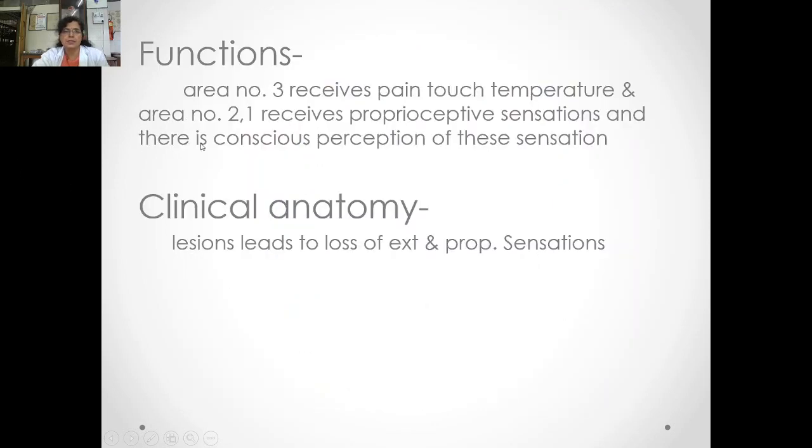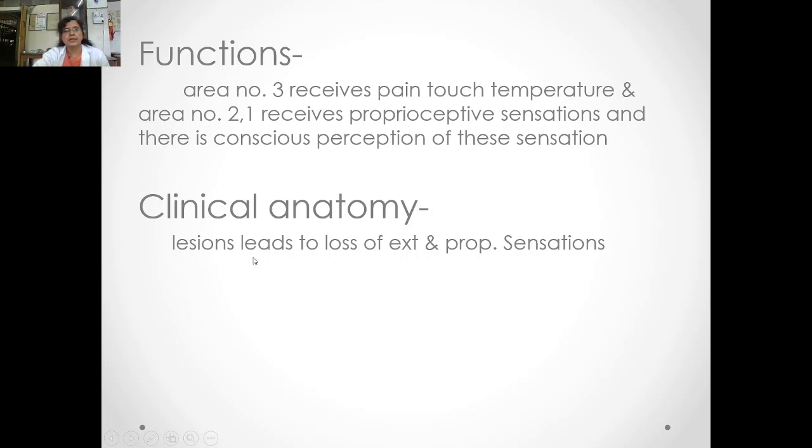Function of this area: area number 3, which is present in the anterior part of the postcentral gyrus, receives exteroceptive sensation, mainly pain, touch, temperature. And areas number 2 and 1 receive proprioceptive sensation, that is the sensation of position, sensation of vibration, two-point discrimination, tactile localization. These sensations are received in areas 2 and 1, and there is conscious perception of these sensations in this area.